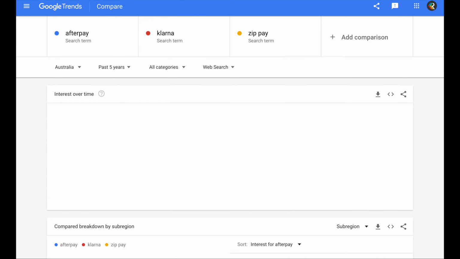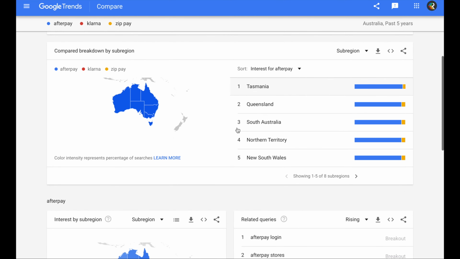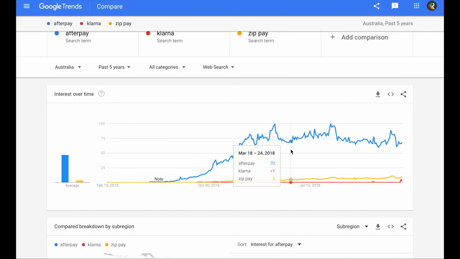Let's have a look at the difference here. You can see that according to Google search trends, Afterpay is far more sought after than ZipPay. You might use something like this, not for its absolute number, but just to gauge the expected growth. Obviously, people are searching for it, they're looking for it, and if they're looking for it, it means they're likely to use it. So you might use that as a basis for forecasting growth rates for users.